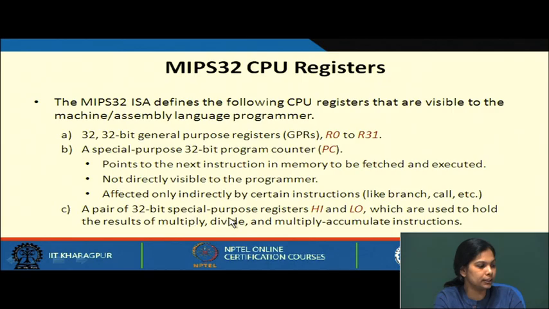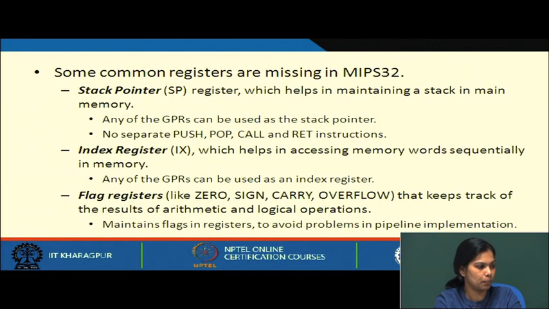Now, a pair of 32-bit special purpose registers are also present. We call them high and low, which are used to hold the result of multiply, divide and multiply accumulate instructions. Now, say when you multiply two n-bit numbers, the result can be 2n bits. So, you need to store it in a 2n-bit register. So, for that purpose, we have two 32-bit registers, we call them high and low, which are used for these multiply, divide and multiply accumulate instructions.